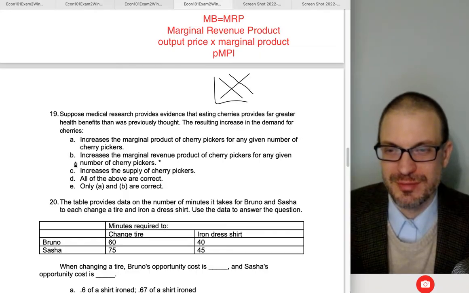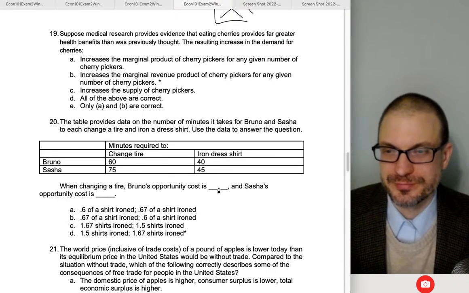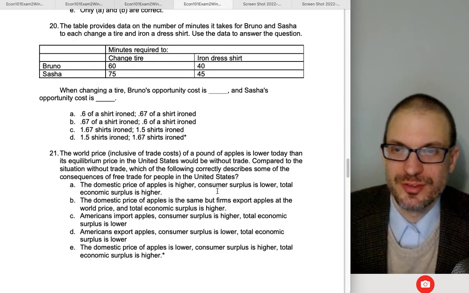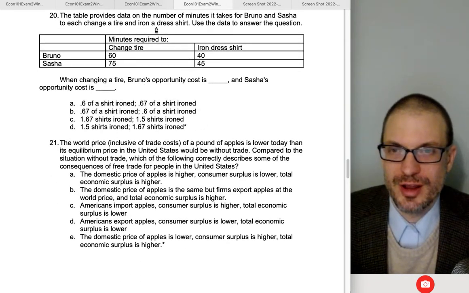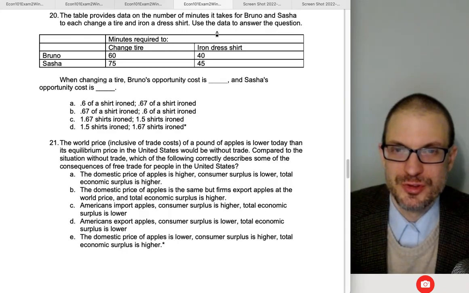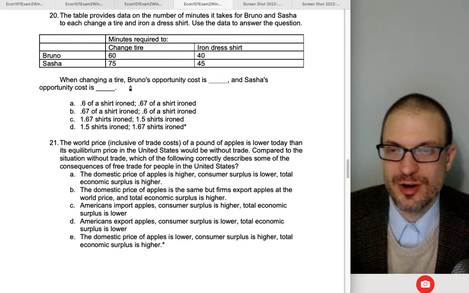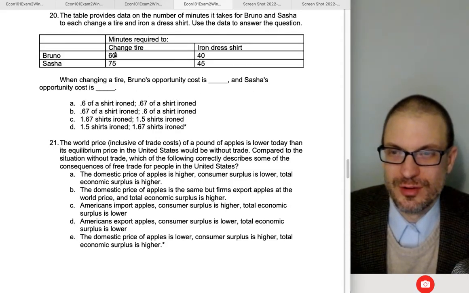No, it's definitely B. Okay, so the table provides the number of minutes it takes for Bruno and Sasha each to change a tire and iron a dress shirt. Use the data to answer the question. When changing a tire, Bruno's opportunity cost is and Sasha's opportunity cost is. So changing a tire is going to take 60 minutes. Ironing a dress shirt is going to take 40.